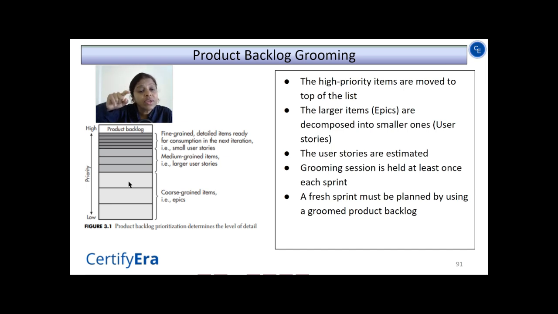So we are going to frequently conduct the grooming session throughout the project life cycle. We need to repeat the grooming session throughout the project life cycle. And each time you plan a fresh sprint, we try to use a groomed product backlog for planning a fresh sprint. Because when you are planning a fresh sprint, you need to pick the high priority user stories, and you need to also ensure that the user stories are estimated. You need to ensure that the user stories are decomposed into smaller ones. So the product backlog should be groomed before you plan a fresh sprint.